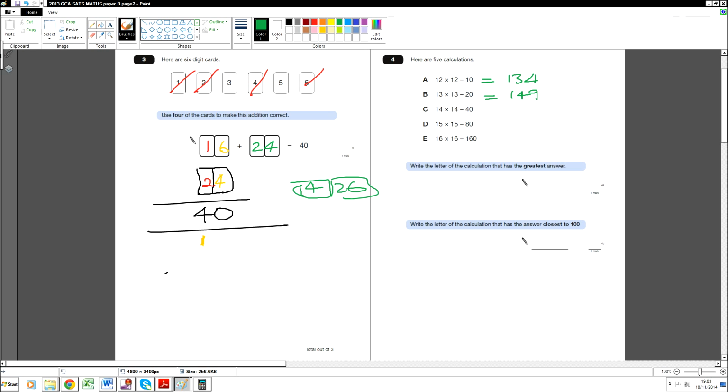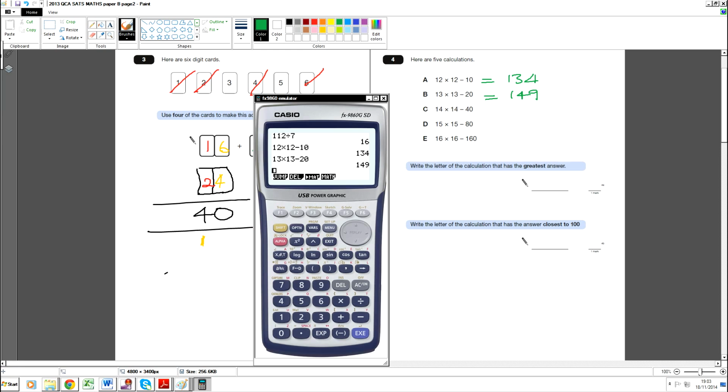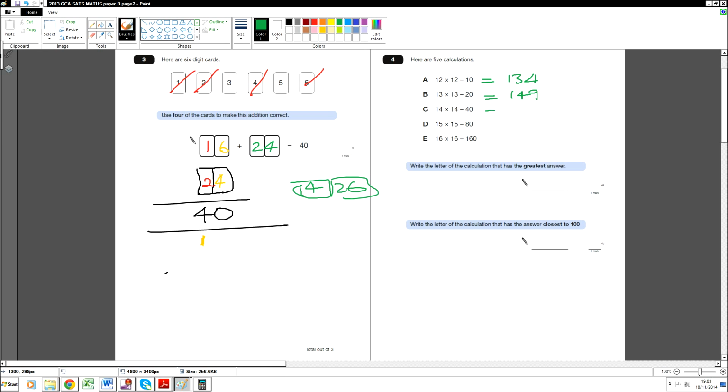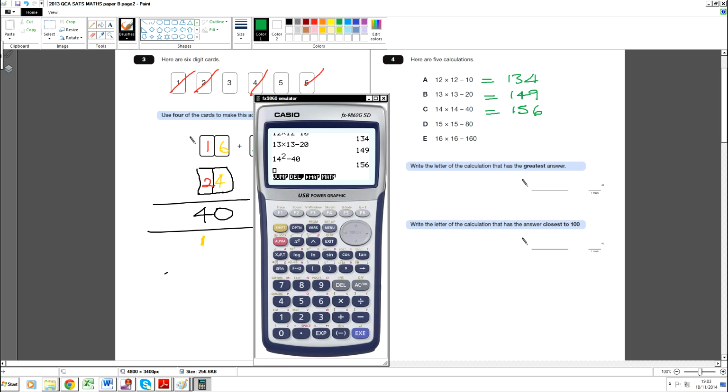Okay, the next one is C, 14 times by 14. How can you do that quicker? 14 times by 14 is the same as saying 14 squared. And then minus the 40. So that gives an answer of? That's 156. 156. Okay, now what happens? The next one now. 15 squared minus 15 times by 15. And take away 80.